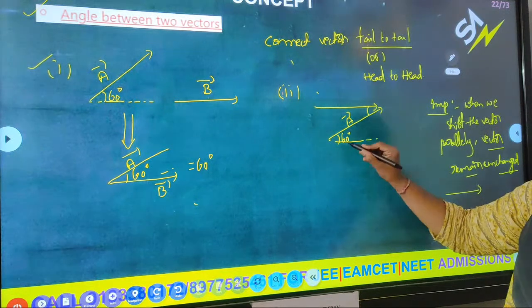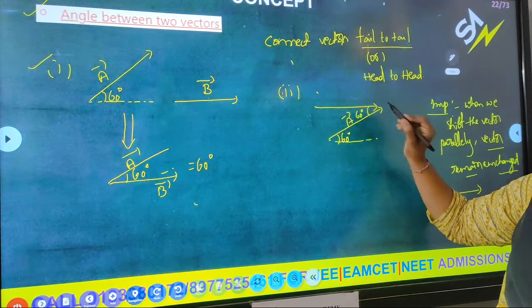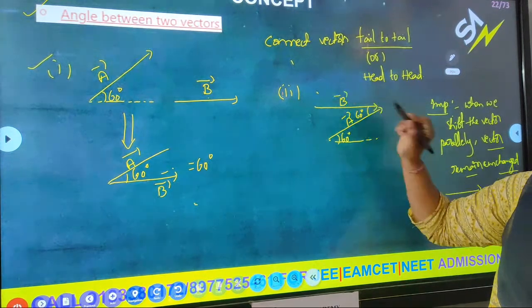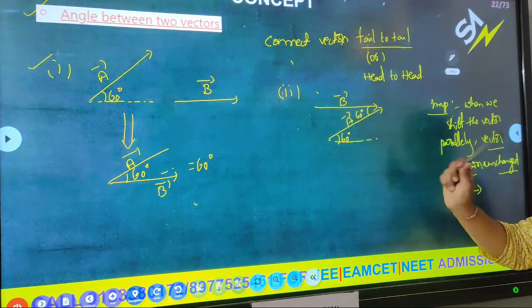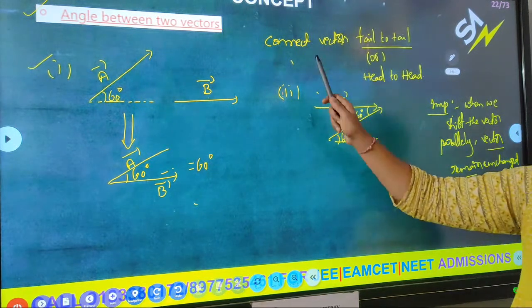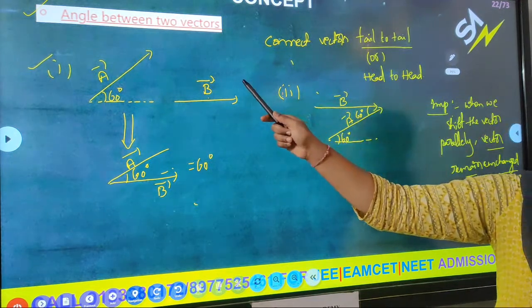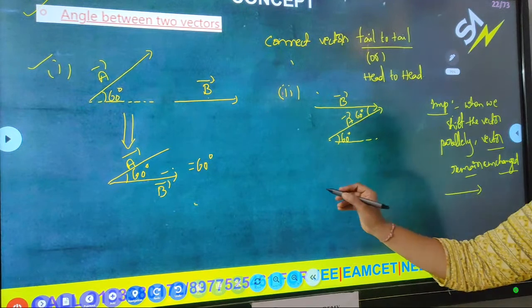Here these two are vertically opposite, alternate angles. So here also 60 degrees. So we are shifting vector without changing its direction. So the vector remains unchanged. So by connecting tail to tail or head to head, we can find the angle between the two vectors.